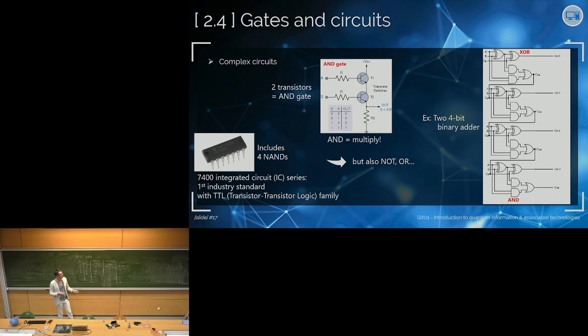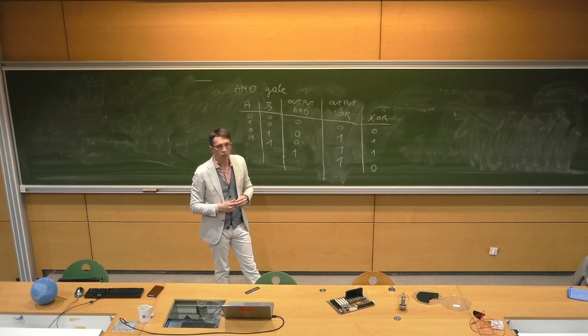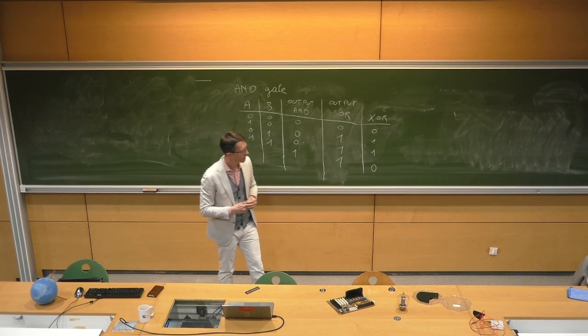It includes four NAND gates. And this was the first industry standard that used the so-called TTL logic, TTL being transistor-transistor logic family, which is basically a 0.5 volt type of signal in terms of voltage.